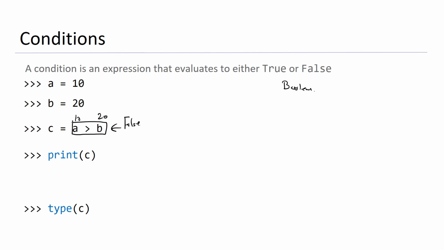Now you can store the result of a condition in a variable, so we store this in the variable C. And if we print the value of C, you should see false as a result. And the type of this variable will be bool.